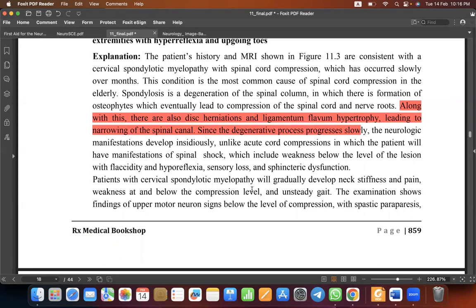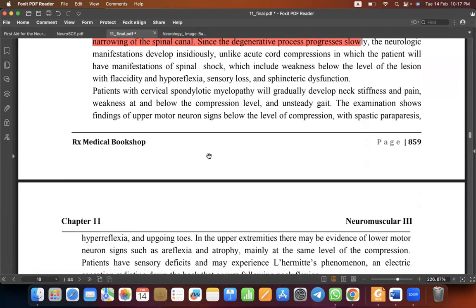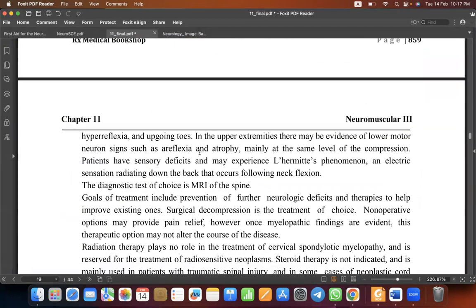The patient will have flaccidity, hyperreflexia, but there could be sensory loss that will trigger us to think about cord involvement as well, alongside sphincter dysfunction. The patient having cervical spondylotic myelopathy will gradually develop neck stiffness and pain, weakness below the level of the compression, and unsteady gait. Examination shows upper motor neuron signs below the level of the compression, with spastic paraparesis, hyperreflexia, and upgoing toes as well.